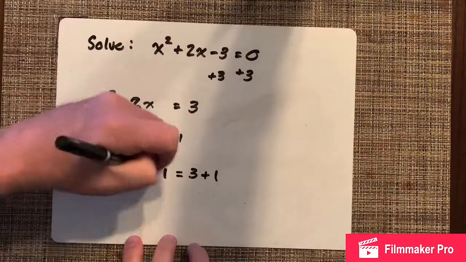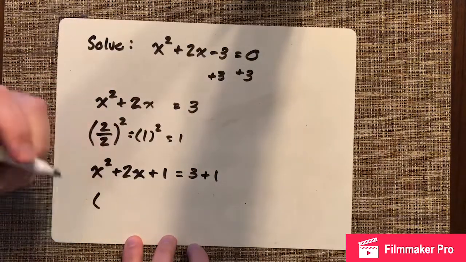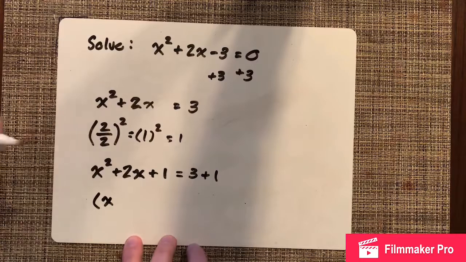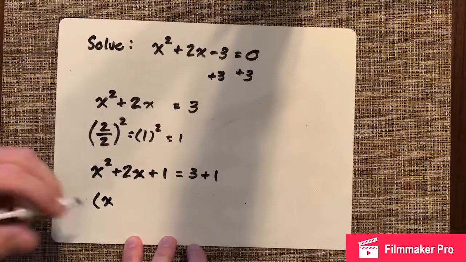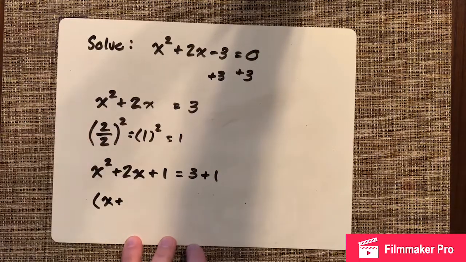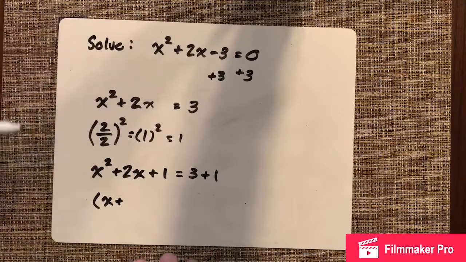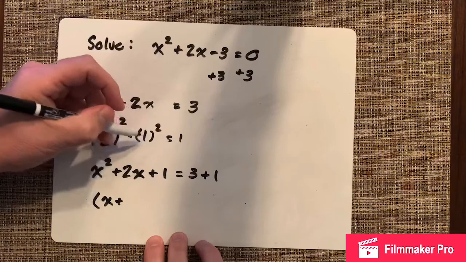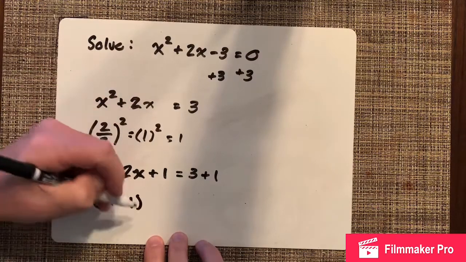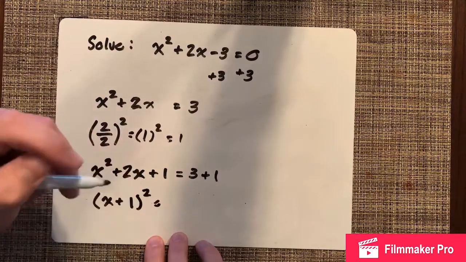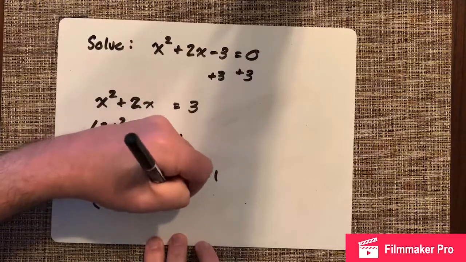All right, so here we have our perfect square, which we're going to write now as x, and then what would it be? x plus what? What do you think, David? 1. Yep, 1, because 2 divided by 2 is 1, and there it is. That number goes here. Squared equals, and then 3 plus 1 is 4.